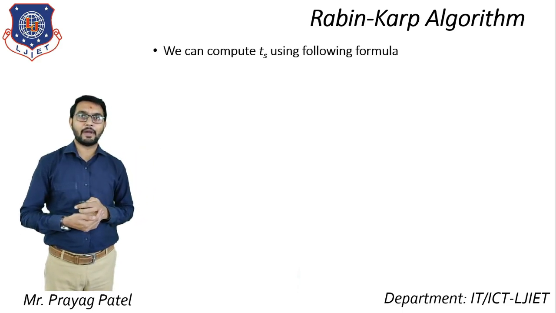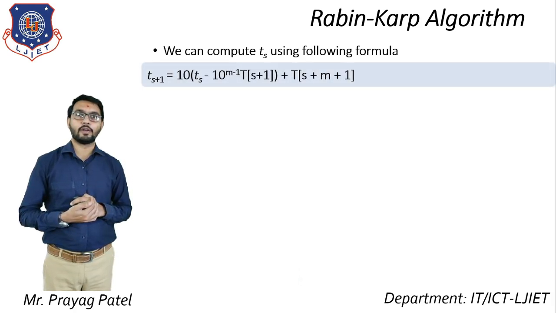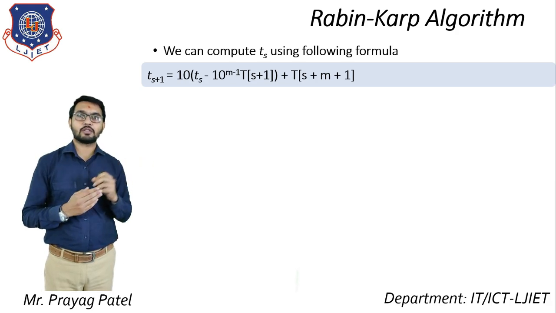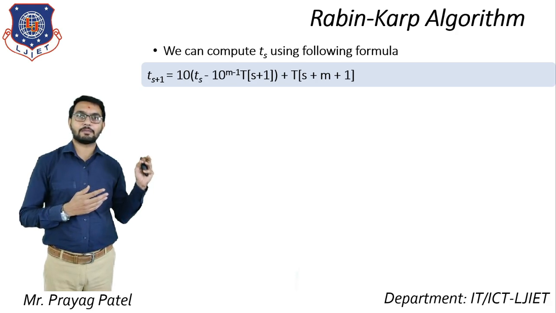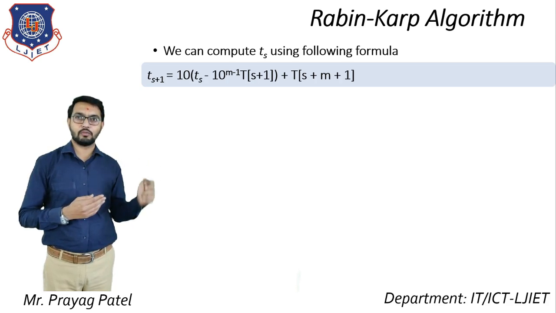Now consider the algorithm for the Rabin-Karp method. We can compute T of S plus 1 using the following formula: T of S plus 1 equals 10 times T of S minus 10 raised to m minus 1 times T S plus 1, plus T of S plus m plus 1.